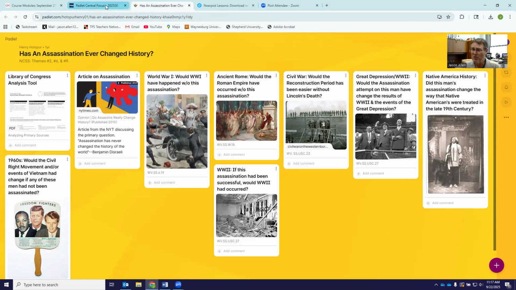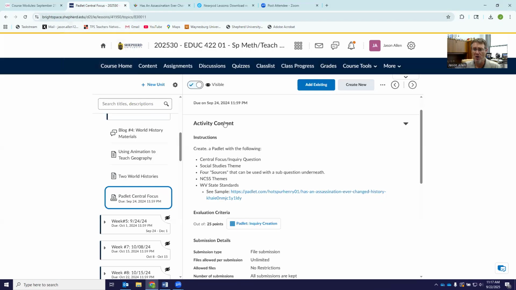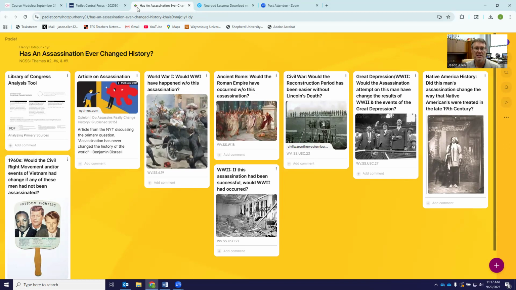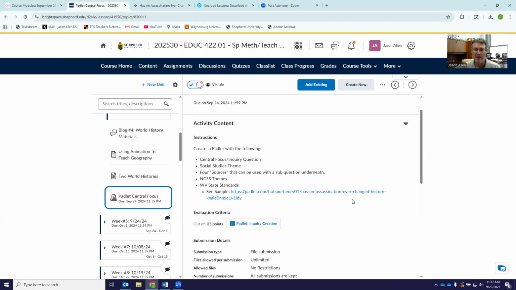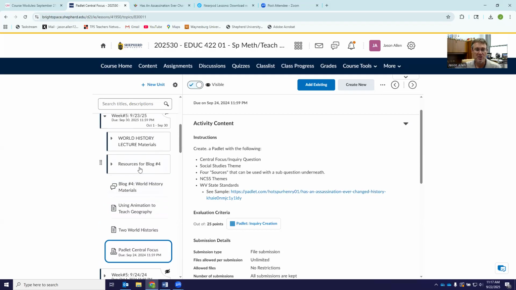I did mention you can do this on a Word document if it's too hard to figure out the Padlet. I don't want you to be up at night. And then you need to make sure that you are connected to a West Virginia state standard. You all have those because they give you a hard copy, and you just submit this on Brightspace. That is the week. So what you need to do: blog 4, discussion 3, Padlet 3. And that should do it.